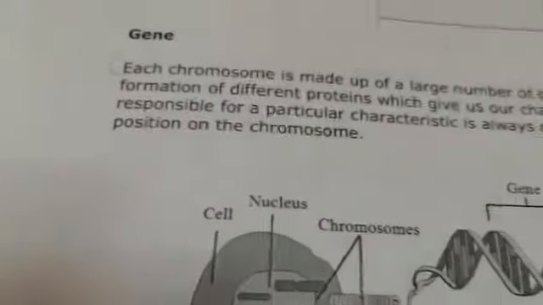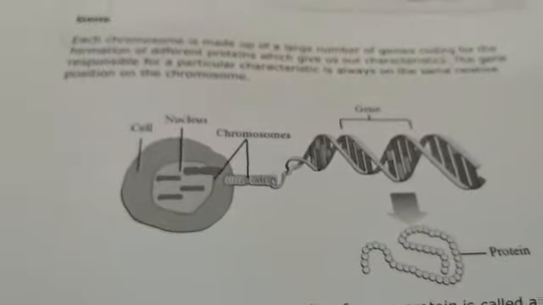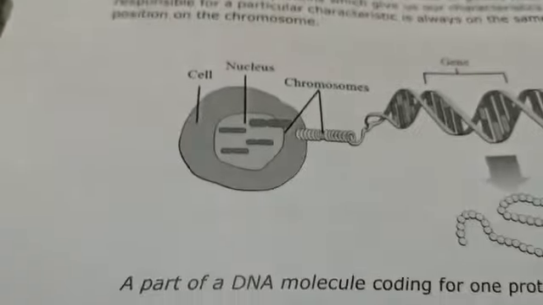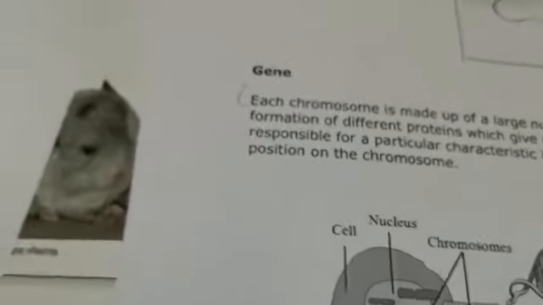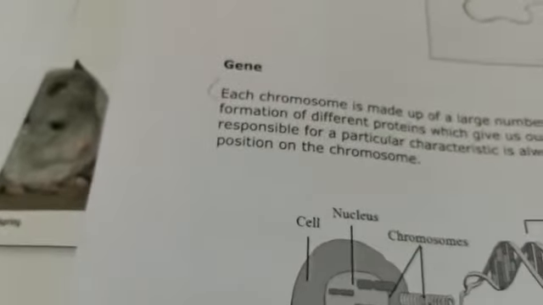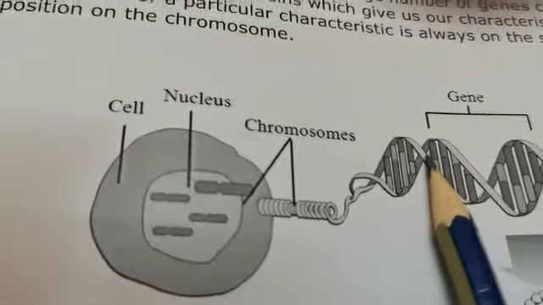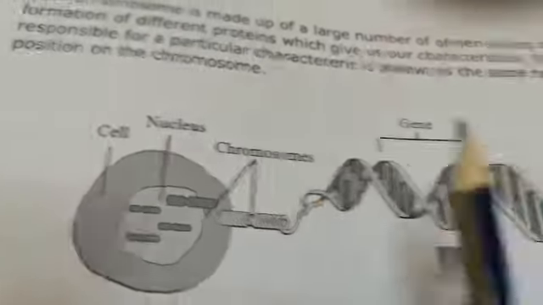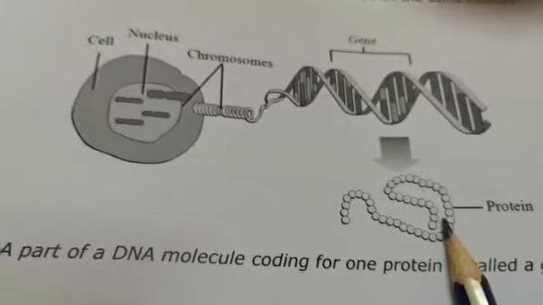Inside this DNA you can see again the smallest part, genes. Have you seen this figure? Look here. Inside this one, a part of a DNA molecule coding for one protein is called a gene. This is the diagram of a gene. You can see here again the cell. Inside the cell you can see the nucleus. Then you can see the chromosomes. If you take the chromosomes in a closer look, you can see the DNA. Inside the DNA you can see the genes, and these are the protein molecules.